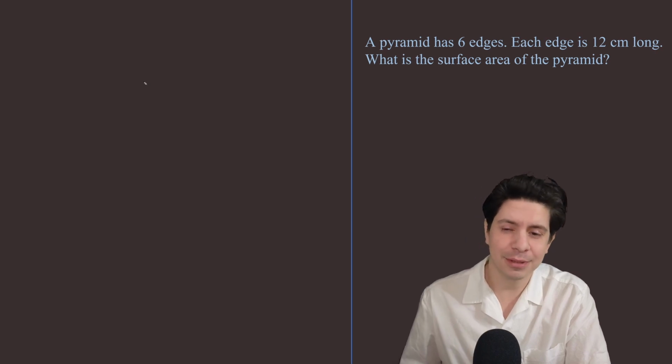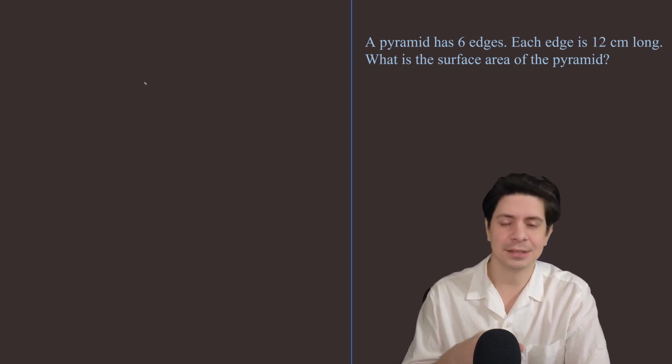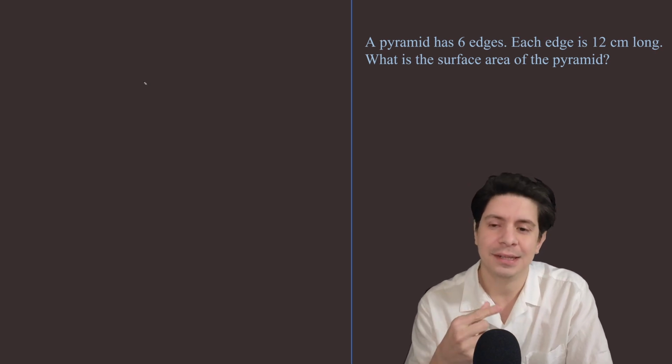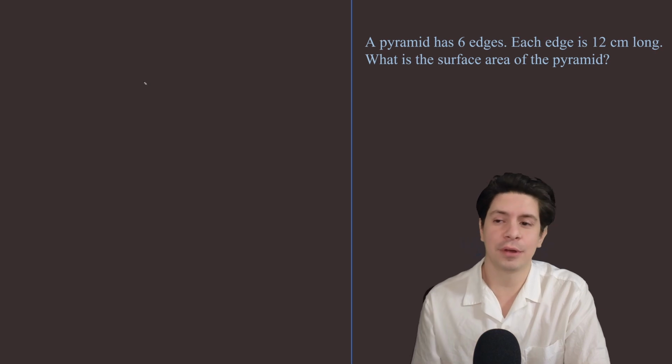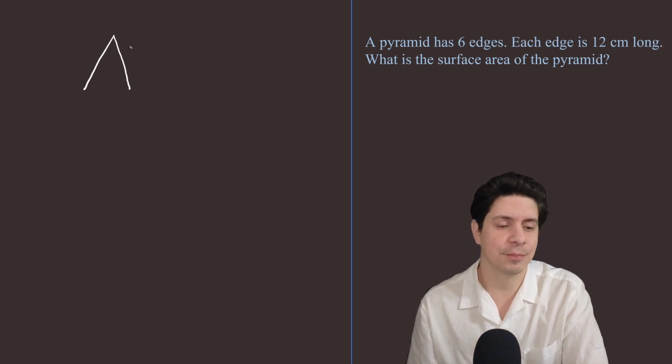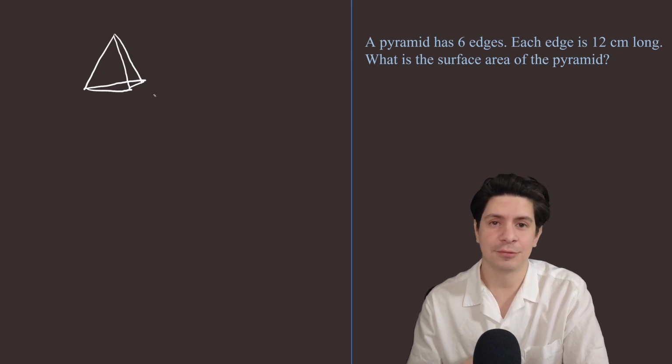So the hardest part about this question is knowing what type of pyramid it is. Because it tells us it's 6 edges, the only way that could work is if it's a base with a triangle on the bottom. So it's basically 4 triangles pasted together. So there's the base triangle, and then they make these other triangles all go up to make a pyramid. So we have 4 surfaces we're dealing with.